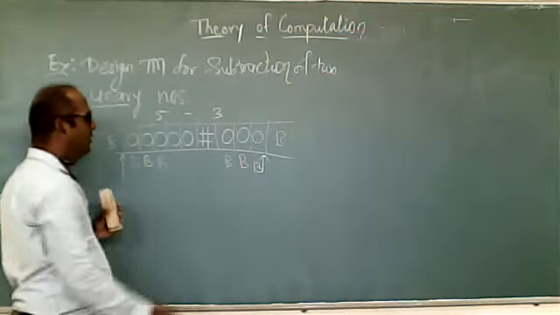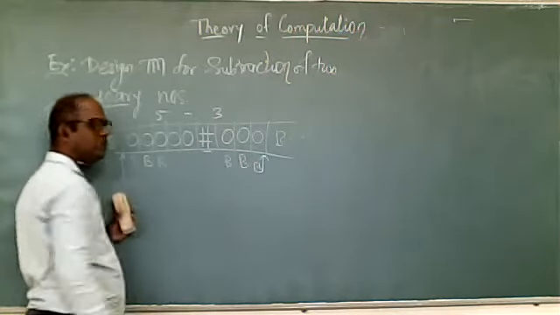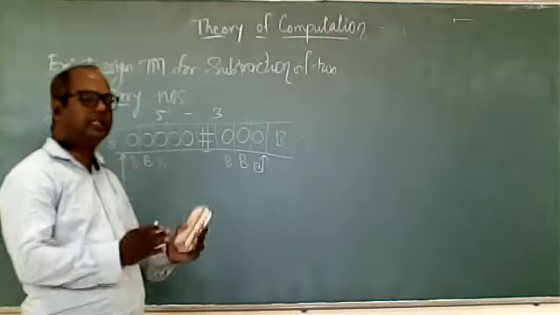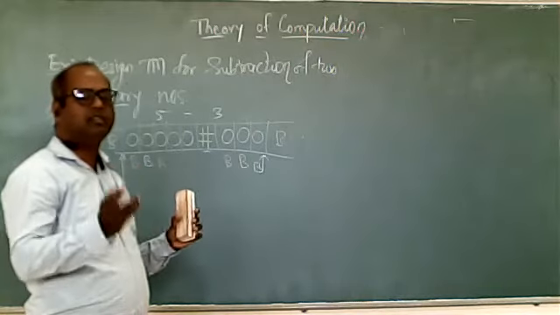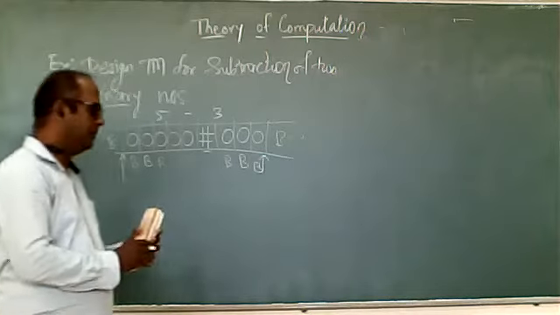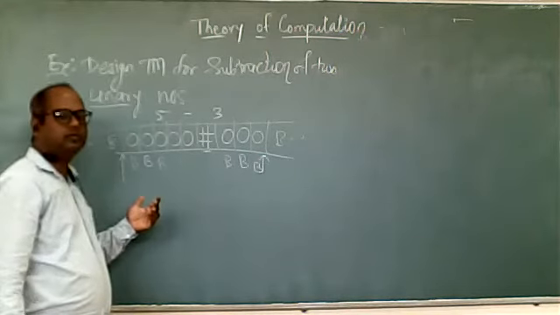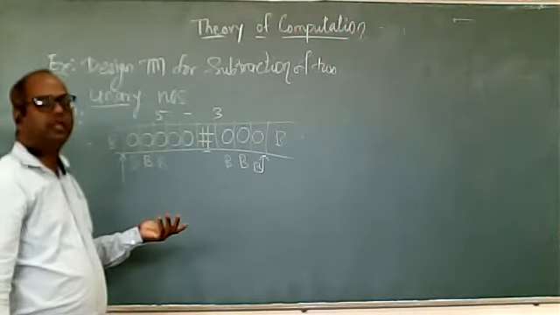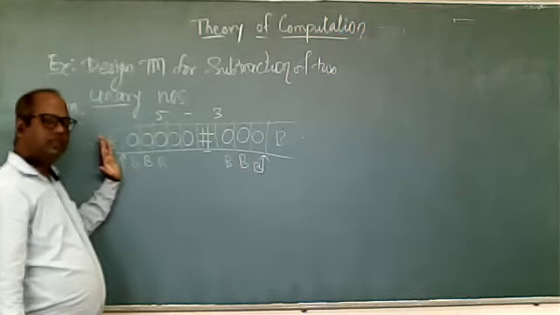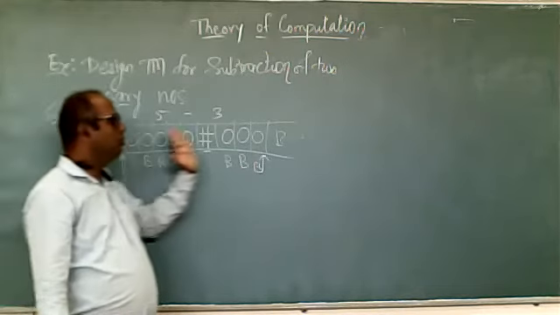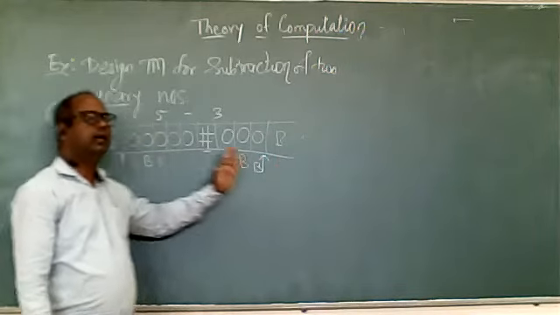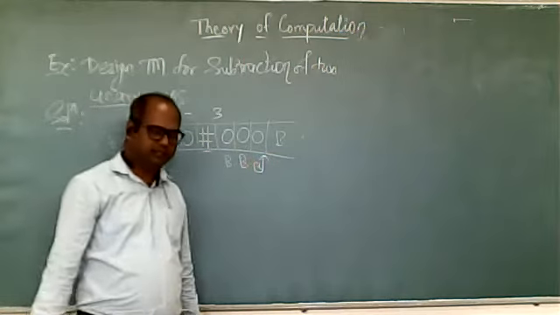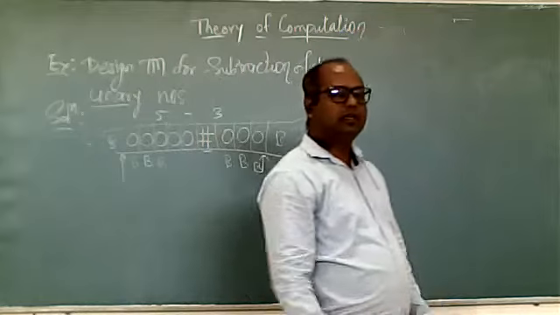When will this process end? When we come to the hash, from this side or from that side. Whenever we come to the hash, it means we have ended with one number, so at that time we will stop. This is the simple logic of implementation of subtraction of two unary numbers. Make the leftmost symbol a blank, go to the right, make the rightmost symbol a blank, again come to the left, make the leftmost symbol a blank, the rightmost symbol a blank, till we get the hash. Okay, clear with the logic?